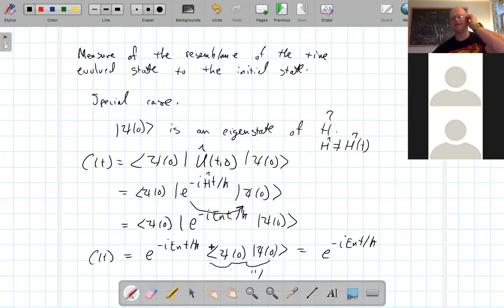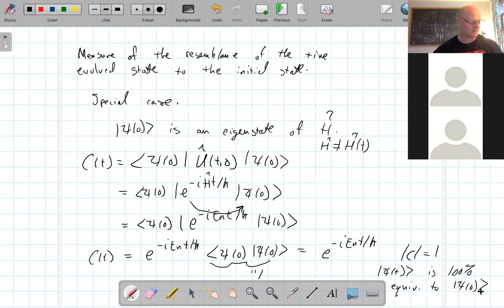So in the special case where the initial state is an eigenstate of the Hamiltonian, that means it has 100% resemblance. The modulus of our correlation function is equal to 1, which means the time evolved state is 100% equivalent to the original state. So these two are exactly the same states.